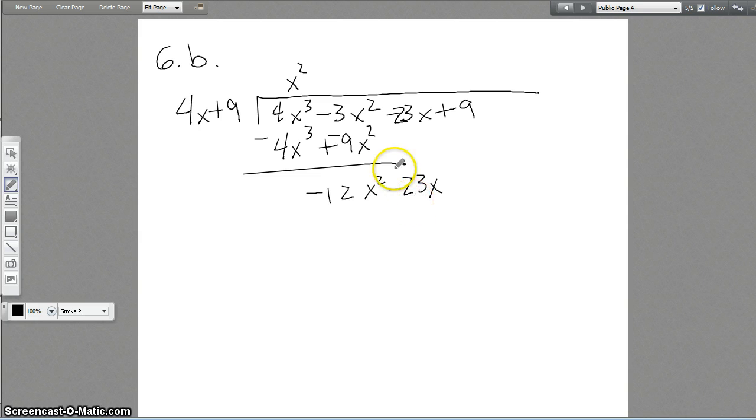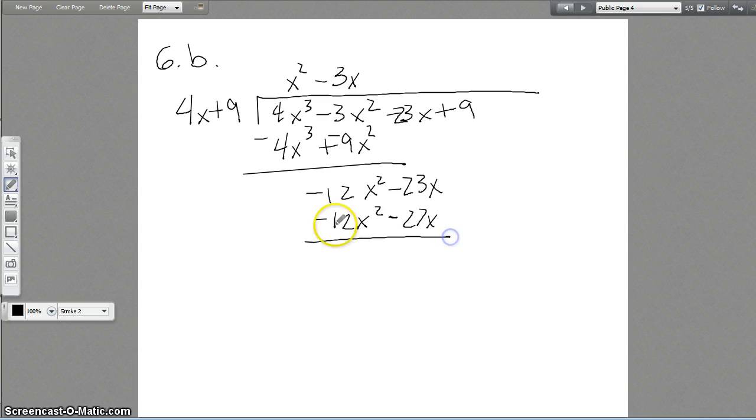Now we have to see what we have to multiply 4x by to get negative 12x squared. Well, to get the negative 12, we would have to multiply the 4 by negative 3. And to get the x squared, we would have to multiply the x by another x. So we have negative 3x. Negative 3x times 4x is, of course, negative 12x squared. And then negative 3x times a positive 9 is a negative 27x.